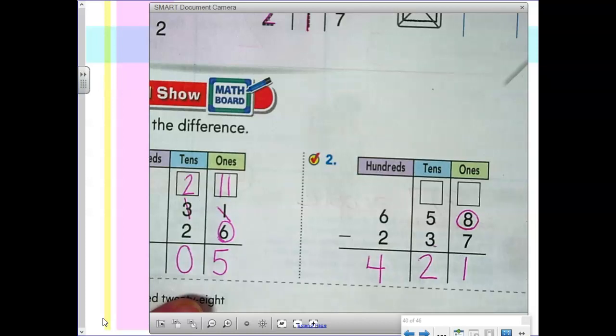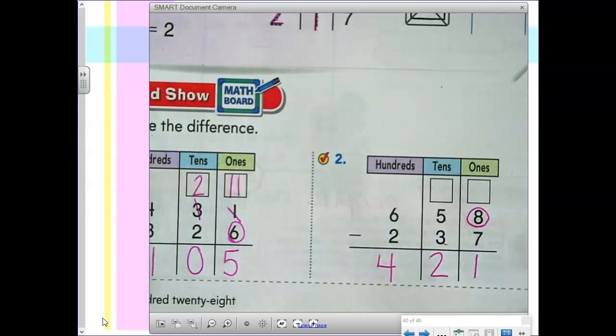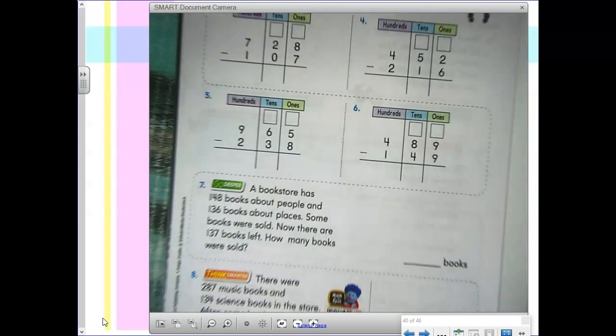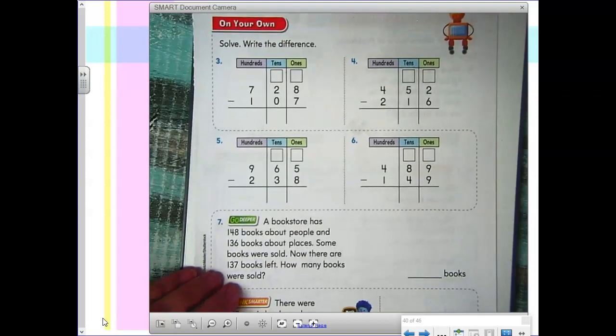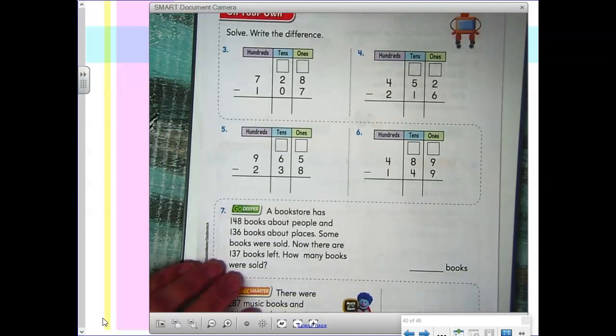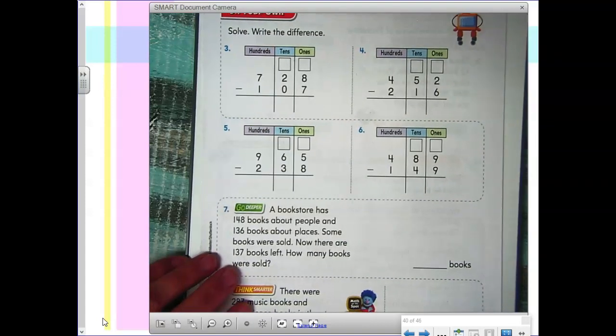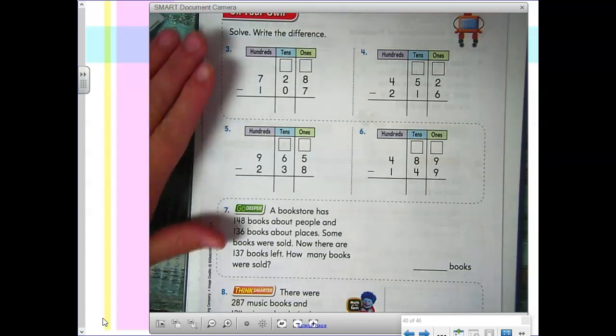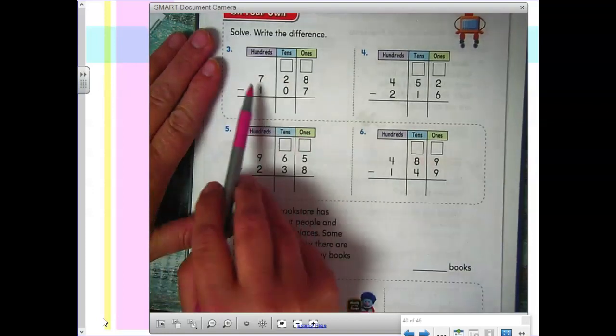All right, when you're ready, turn the page. All right, we're on your own.